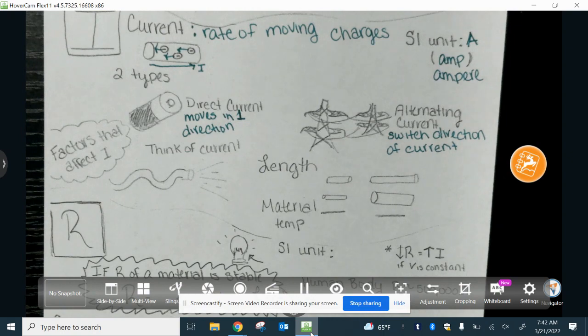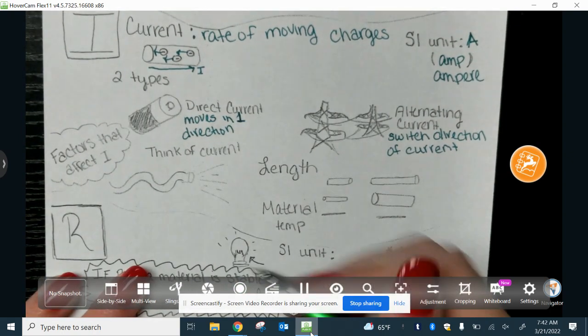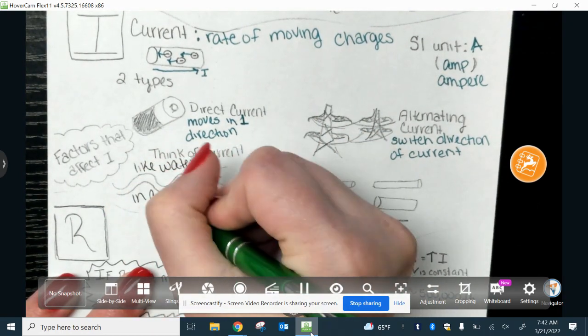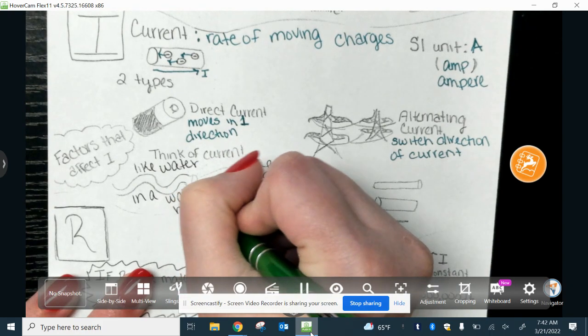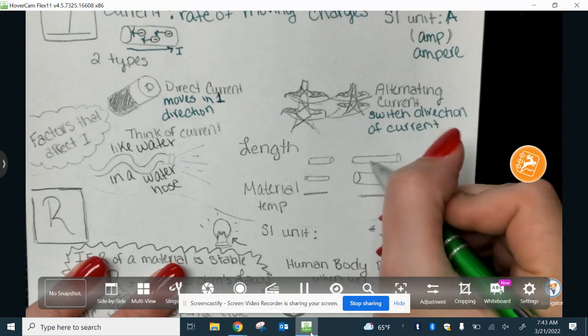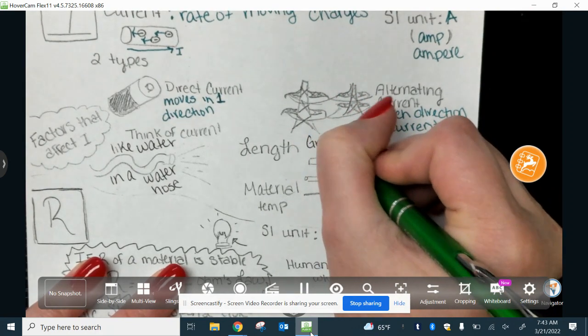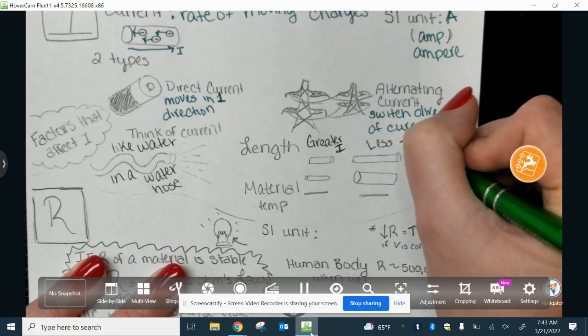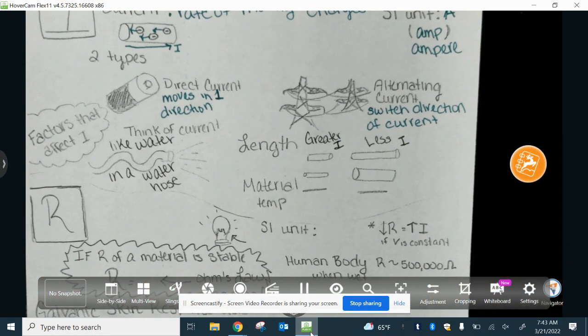All right. So, factors that affect the current. What I need you to do is think about current like water in a water hose. One of the things that can affect current is length of the circuit. So we have a shorter one or a longer one. The shorter, the greater the current. You're going to get the water quicker from a short hose than you are from a long hose. That's the way that works.